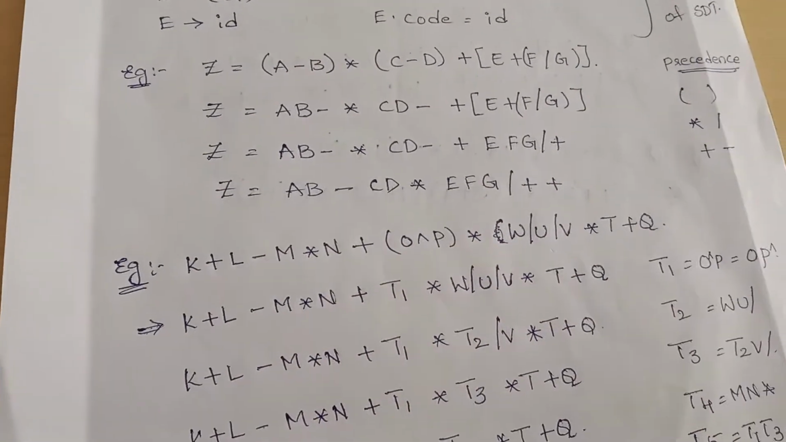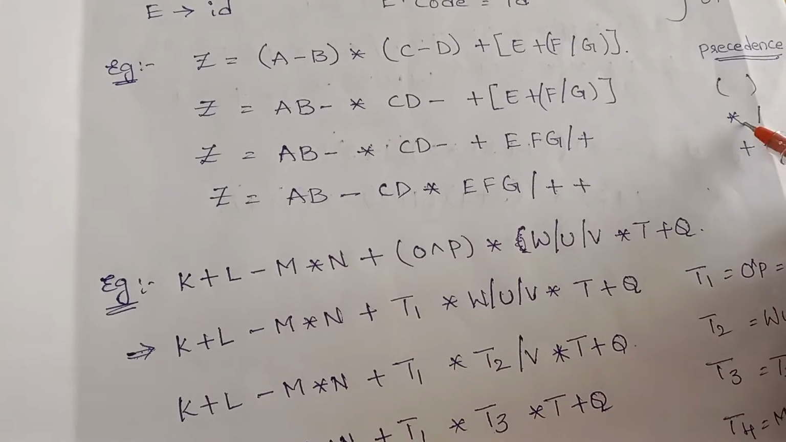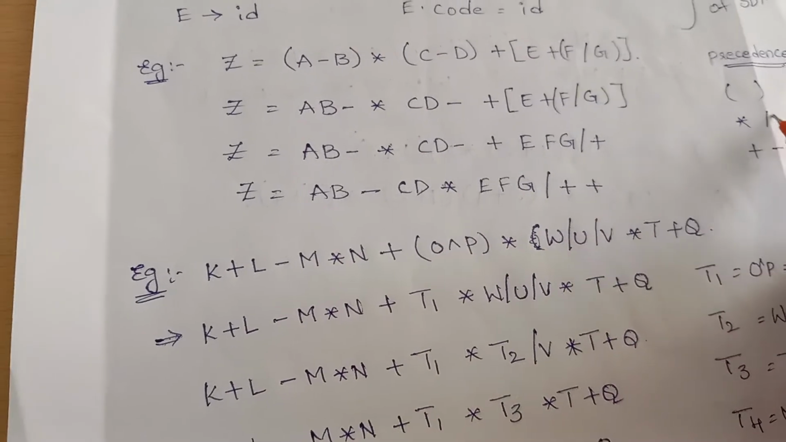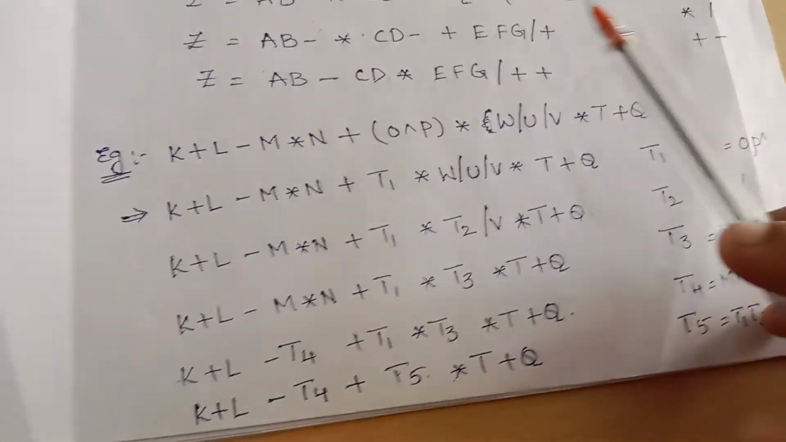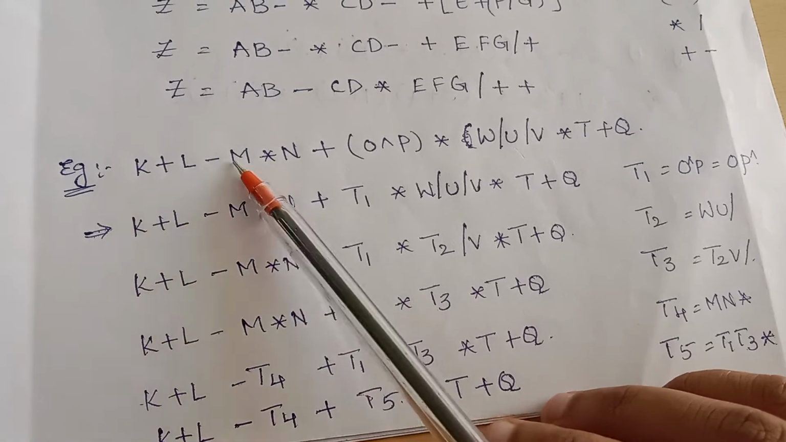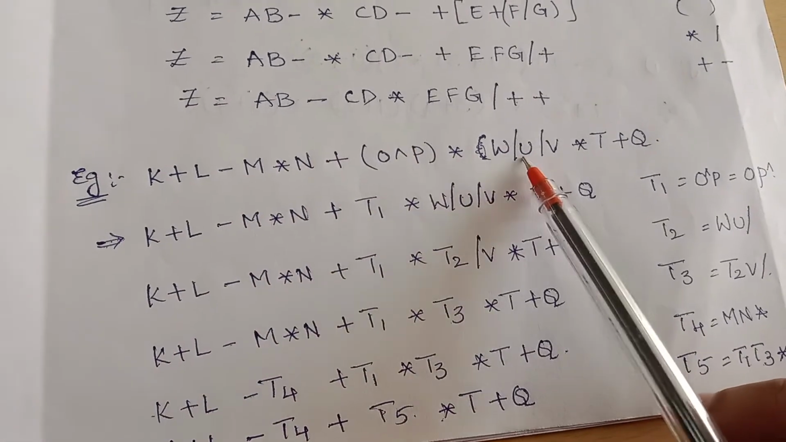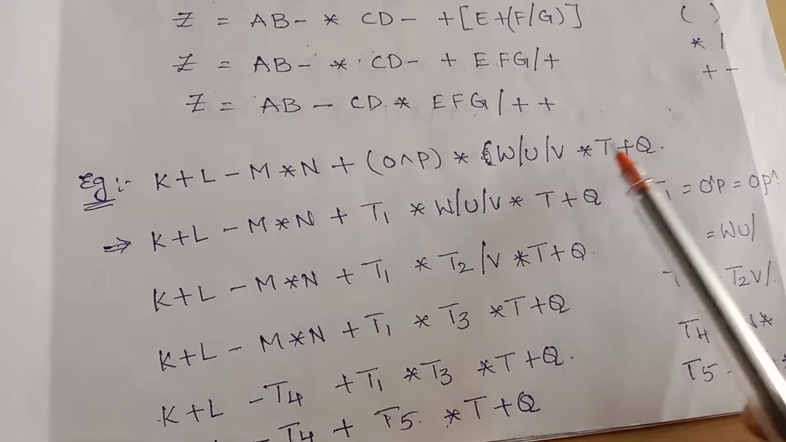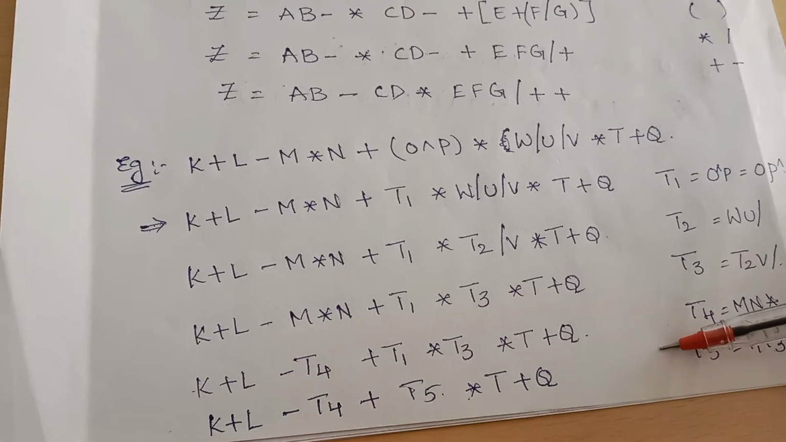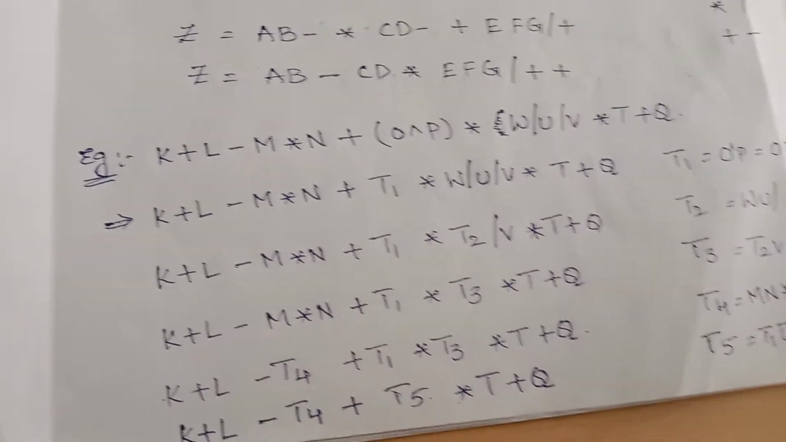The precedence we are giving here: for parentheses, the first priority goes, and next star and division, and then plus and minus have equal priority; star and division also have equal priority. Consider one more example here: K plus L minus M star N plus O cap P star W by U by V plus star T plus Q. So this can be converted in this form. If you do this, you can understand this.